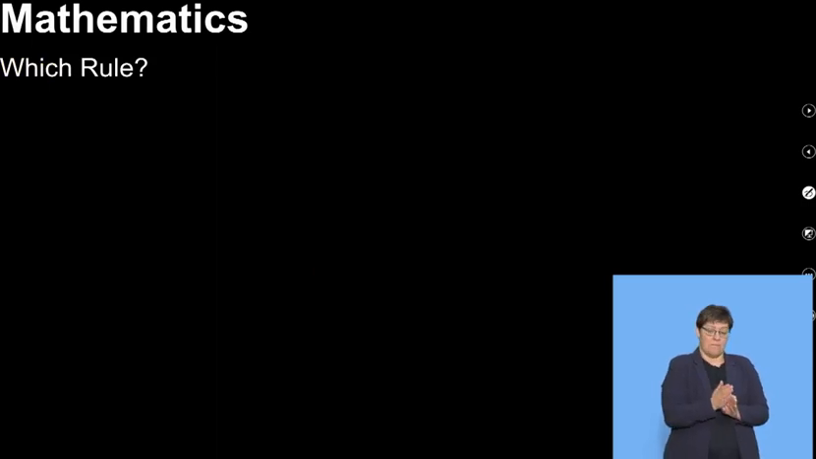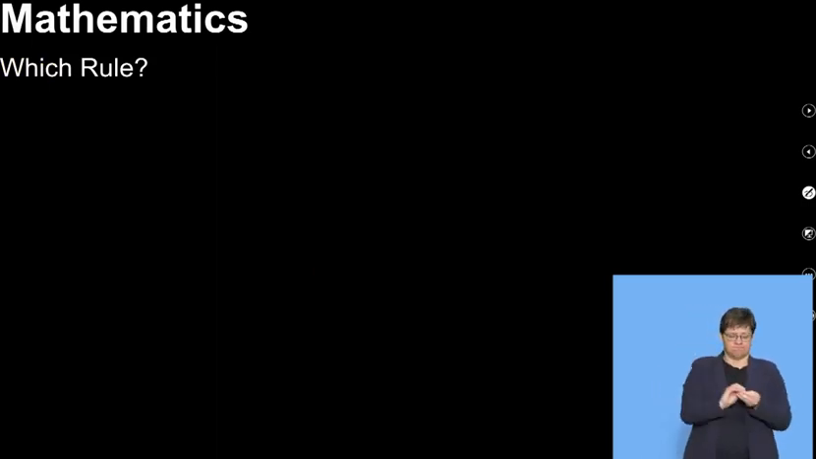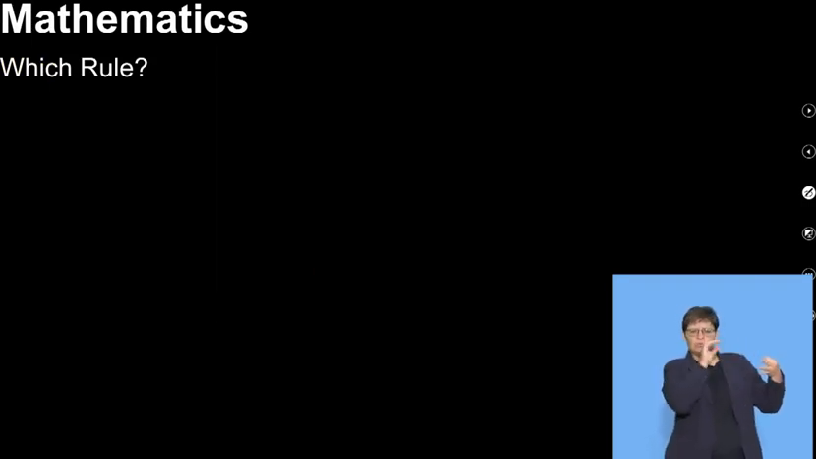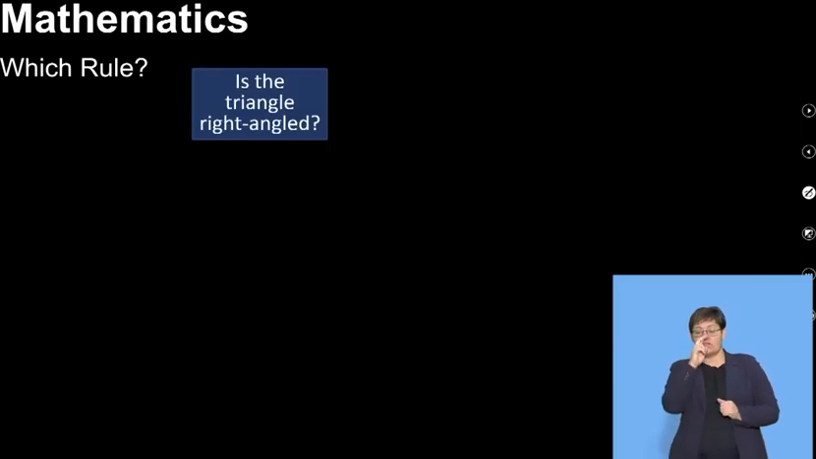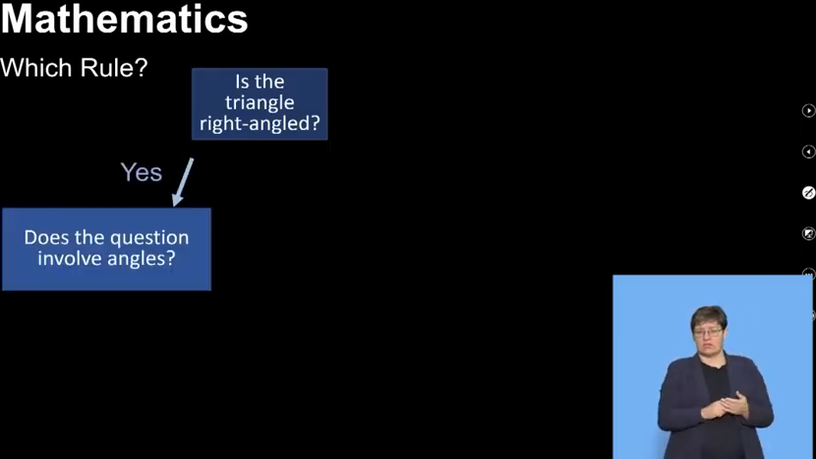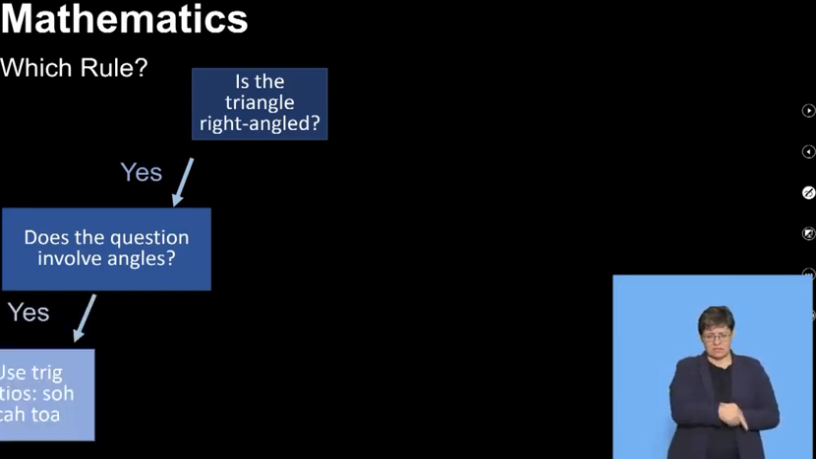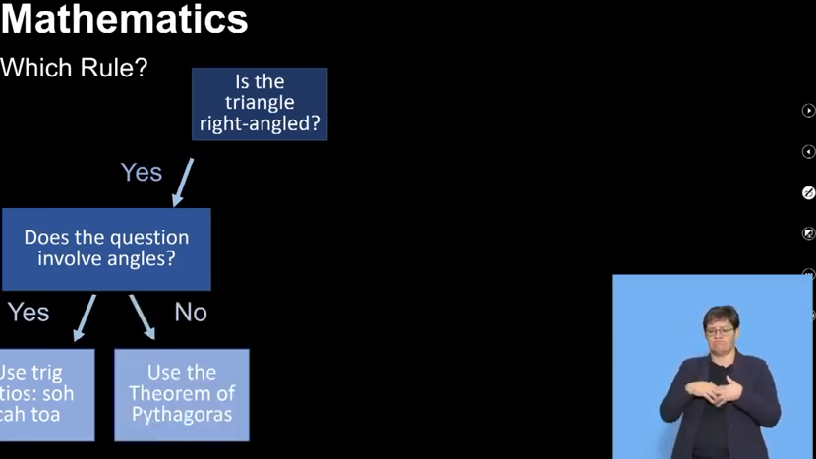Okay, before we start, let's quickly revise how we decide which rule we're going to use. So we've done this a few times before. You should be very familiar with this. So the first thing we look at is, is the triangle right angled? If it is, then we ask, does it have angles? If it does have angles, then we go to grade 10 trigonometry using the three ratios, sine, cos, and tan. If it doesn't involve angles and it's a right angle triangle, then we probably have to use the theorem of Pythagoras to find the sides.